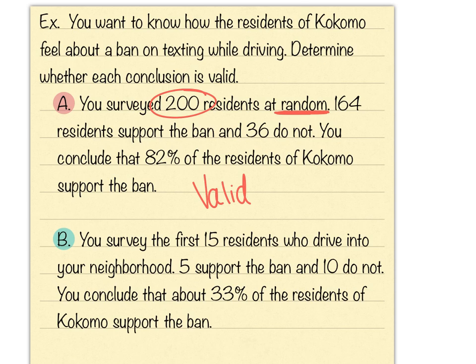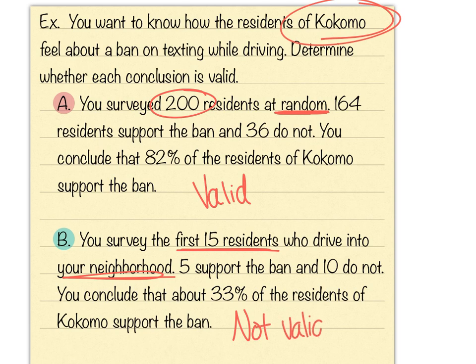Example B, you surveyed the first 15 people who drive into your neighborhood. Okay, well, your neighborhood isn't Kokomo, right? Like, it's part of Kokomo, but it's not all of Kokomo. And you only surveyed the first 15 residents. That's not a large number, and it's only in your neighborhood. And you can see 5 support, 10 do not, don't even care about those results. That's not going to be valid. It wasn't large enough, and you didn't randomly do people from the entire town. You just did people in your neighborhood.